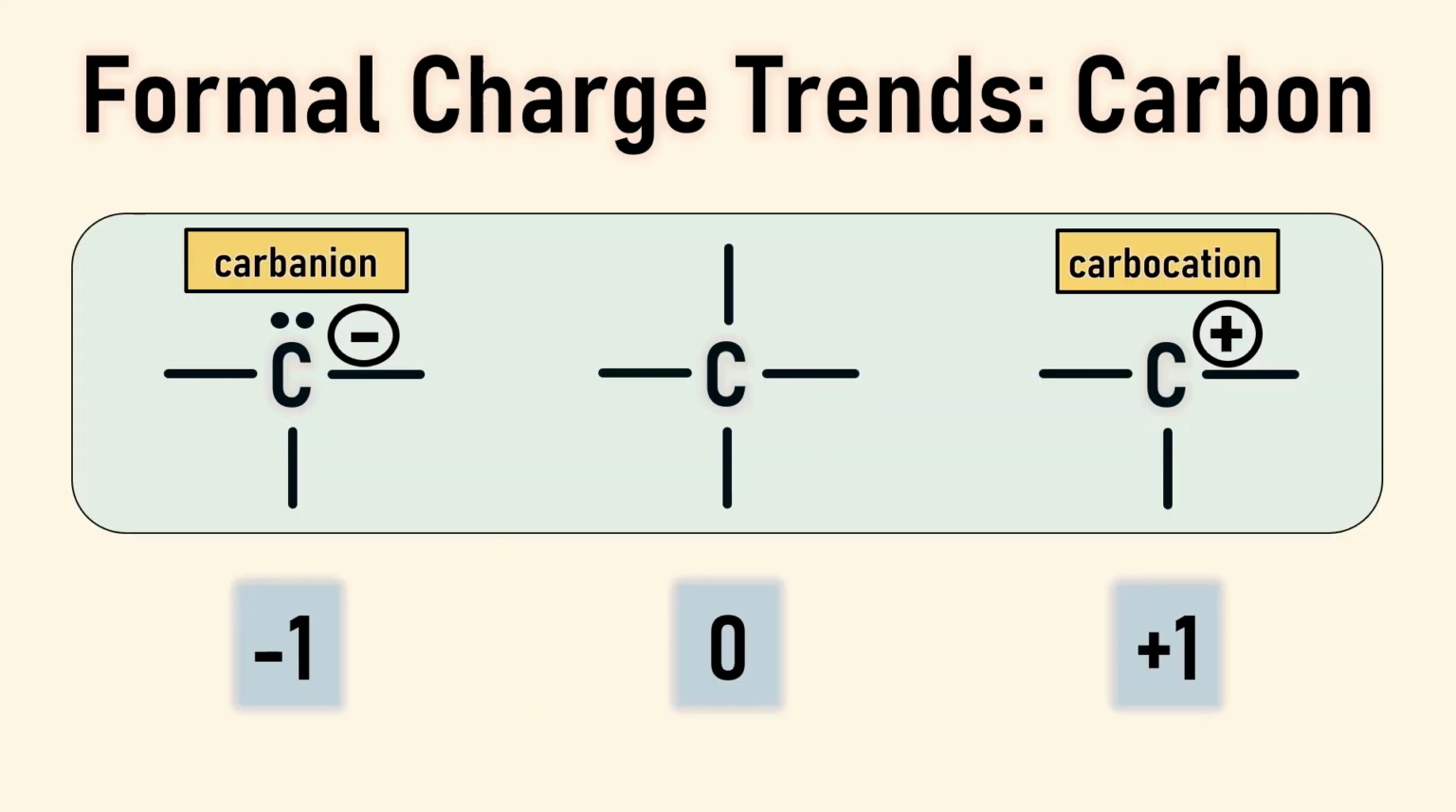Let's recap. Carbon with 3 bonds and a lone pair has a formal charge of -1 and is called a carbanion. Carbon with 4 bonds and no lone pairs has a formal charge of 0, while carbon with 3 bonds and no lone pairs has a formal charge of +1, and it is called a carbocation.